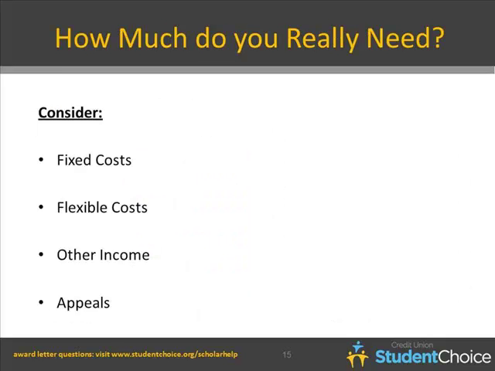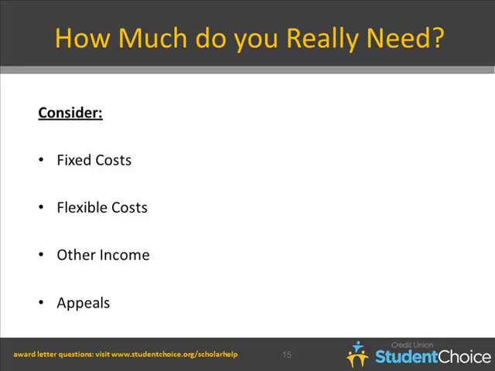So let's figure out how to not borrow and figure out how much I really need so that I'm one of those students that have the least amount of debt as possible. So whenever you're looking at your award letter and you're considering the types of financial aid that have been offered to you and what your overall need is, you definitely want to consider your fixed costs, your flexible costs, other income that may be available to you, and then in some instances you may have a case to appeal your award letter and potentially get more money through financial aid.